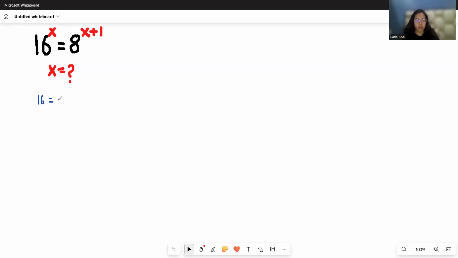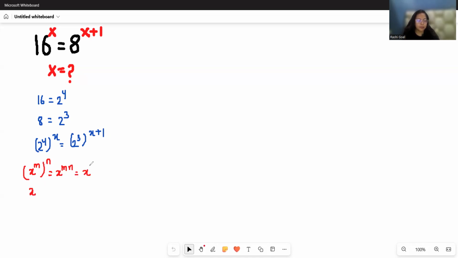So 16 we can write as 2^4, while 8 we can write as 2^3. So (2^4)^x is equal to (2^3)^(x+1). Now, as per the exponent rule, (x^m)^n can be written as x^(mn) or x^(nm). Now, this becomes 2^(4x) = 2^(3x+3).